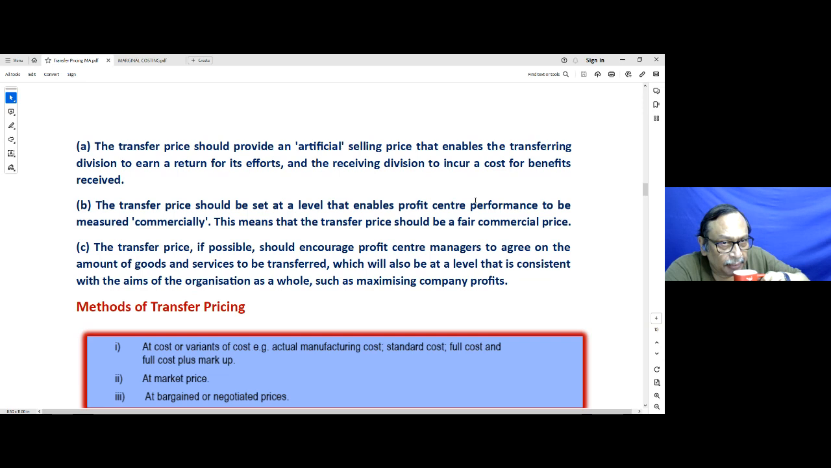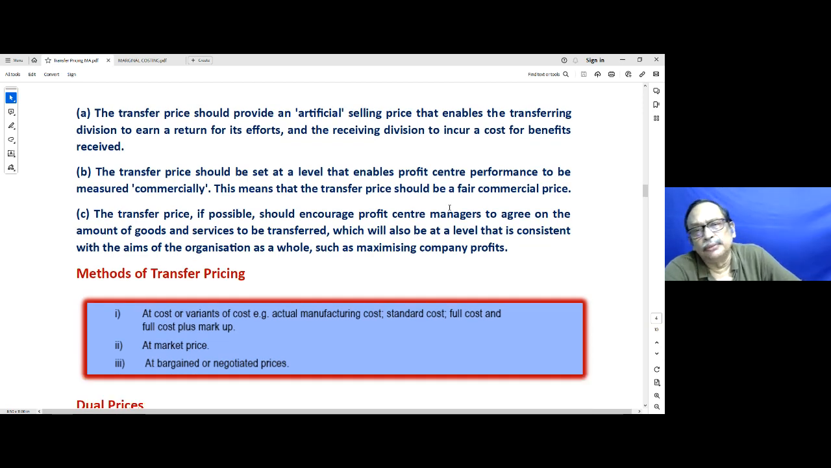Number B, the transfer price should be set at a level that enables profit center performance to be measured commercially. This means that the transfer price should be a fair commercial price. Third, the transfer price, if possible, should encourage profit center managers to agree on the amount of goods and services to be transferred, which will also be at a level that is consistent with the aims of the organization as a whole, such as maximizing company profits. That is overall goal congruence.